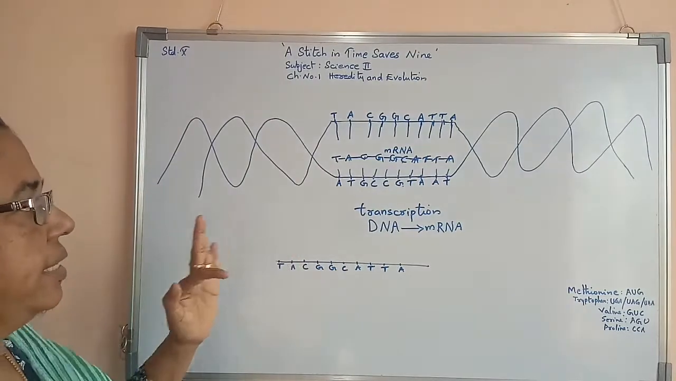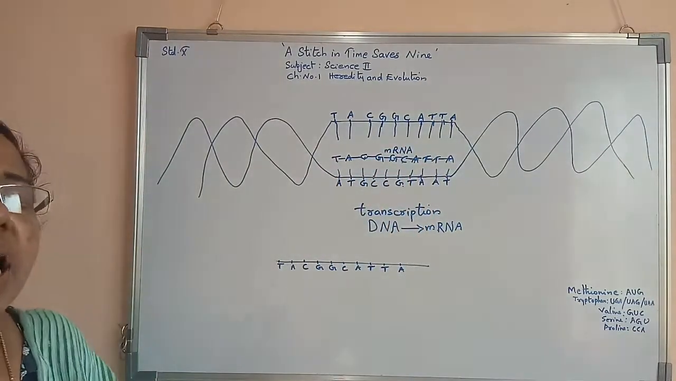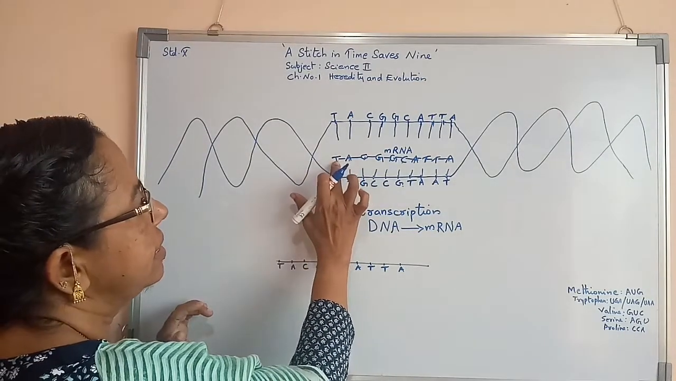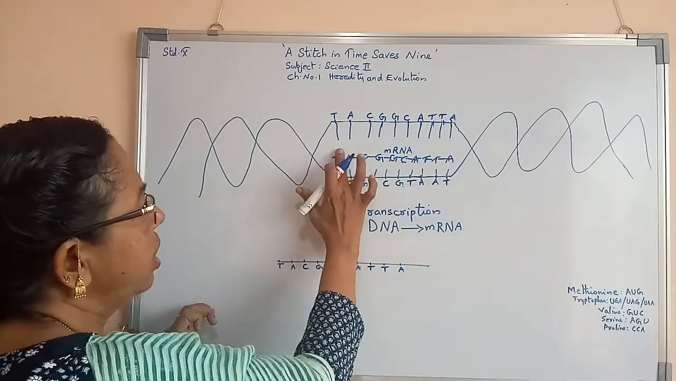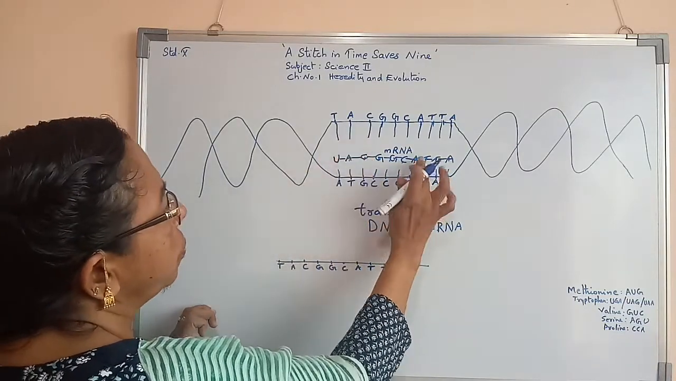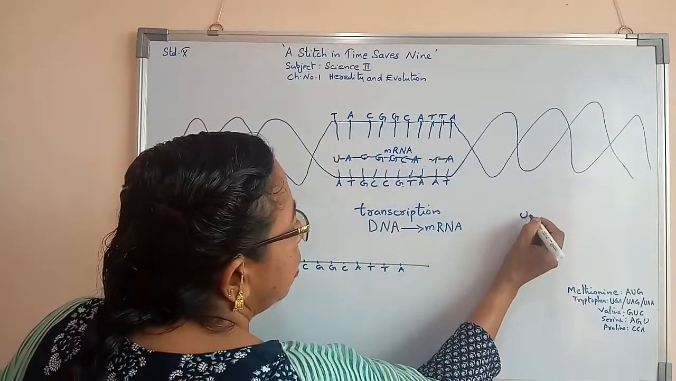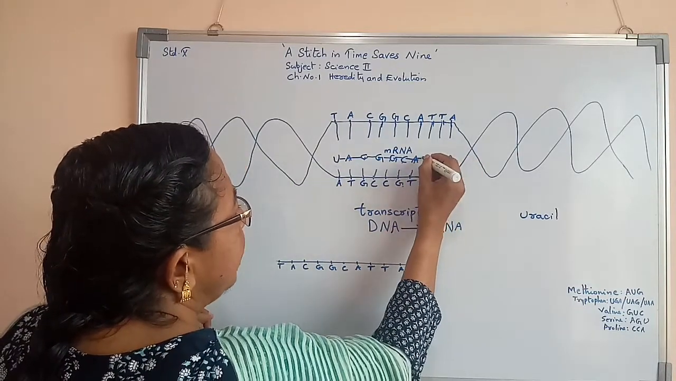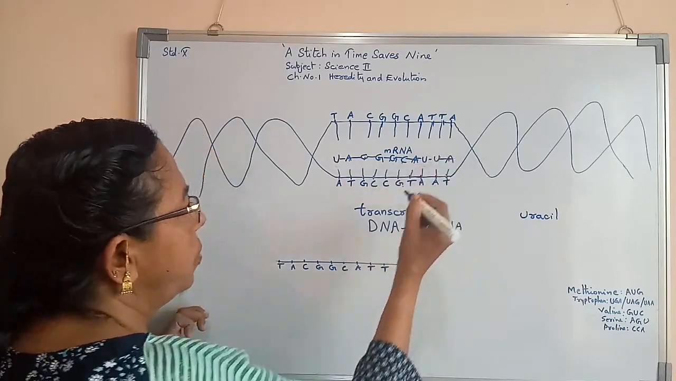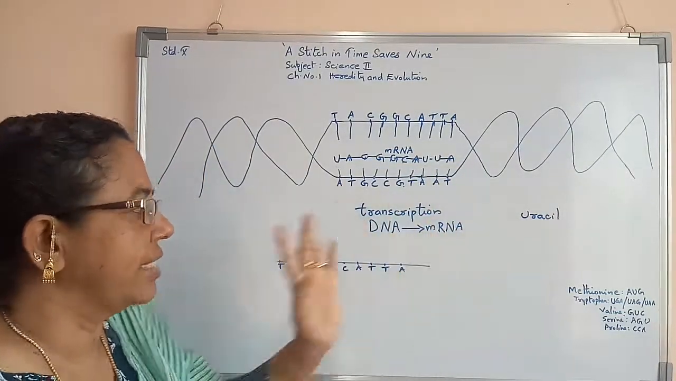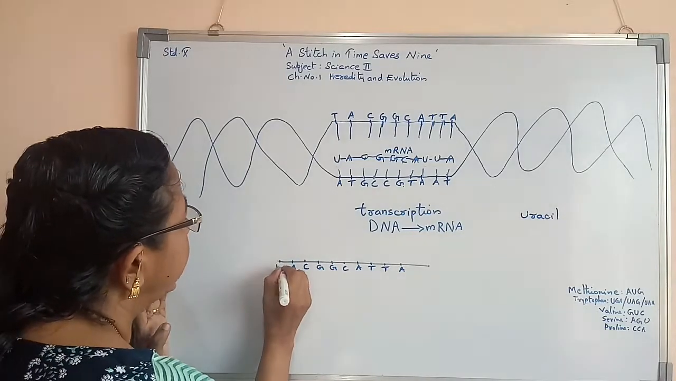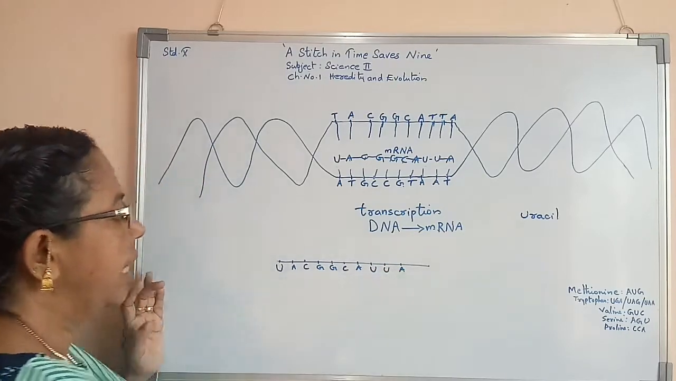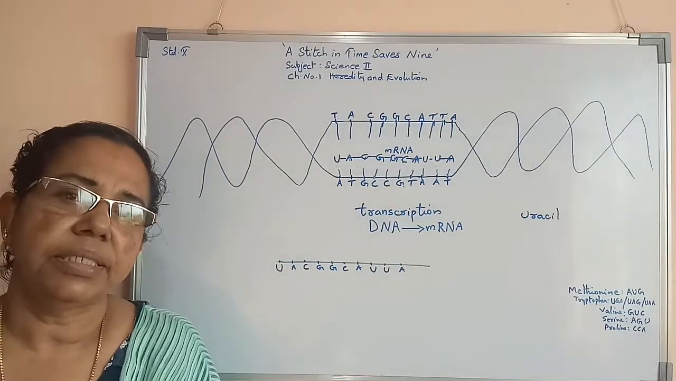Now here one correction is there. When messenger RNA forms, in RNA there is no T, no thymine. T means thymine. T won't be there. Instead of T, there will be the formation of U. U means uracil. T won't be there. Instead of that, there will be another nucleotide. That nucleotide is known as uracil. So here I am removing T. I am writing U here. Here again I am writing U. Here again I am writing U. The remaining nucleotides will be the same.